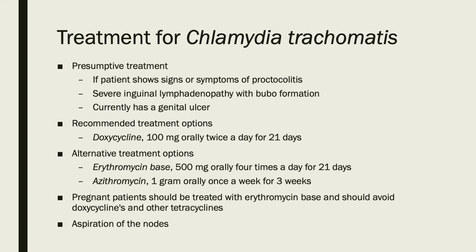Alternative treatments are taking 500 mg of erythromycin base orally 4 times a day for 21 days, or taking 1 gram of azithromycin orally once a week for 3 weeks. Pregnant patients should be treated with erythromycin. Doxycycline and other tetracyclines should be avoided in pregnancy due to the risk of disruption of bone and teeth development. Patients who have fluctuant or pus-filled buboes can benefit from aspiration of the node, which provides symptomatic relief. However, incision and drainage of the nodes are not recommended as it can delay the healing process.